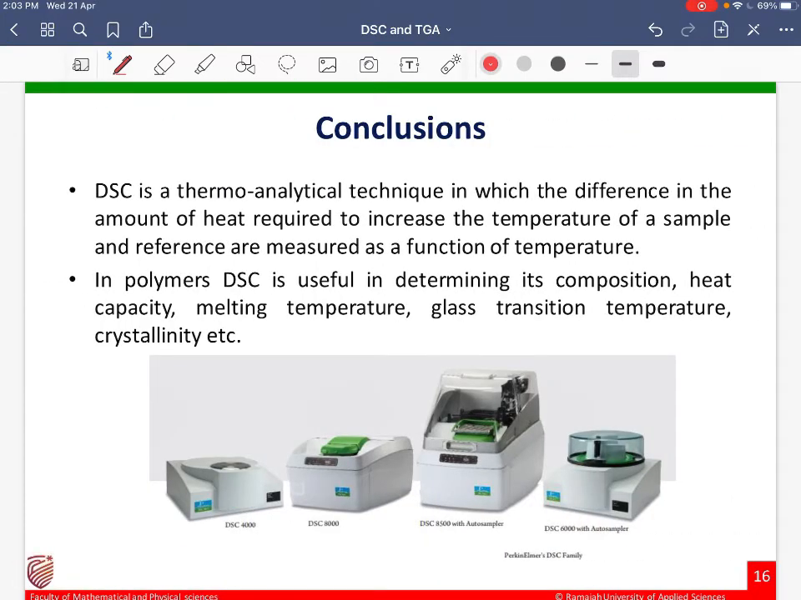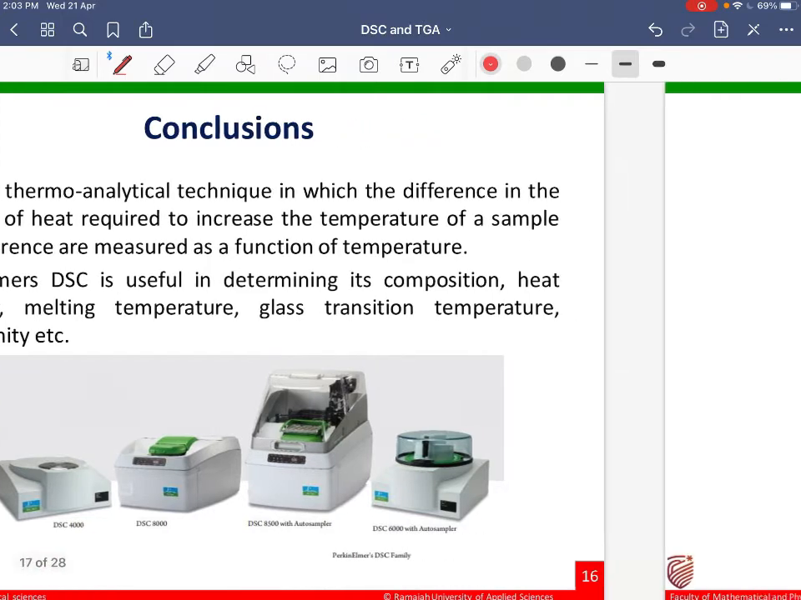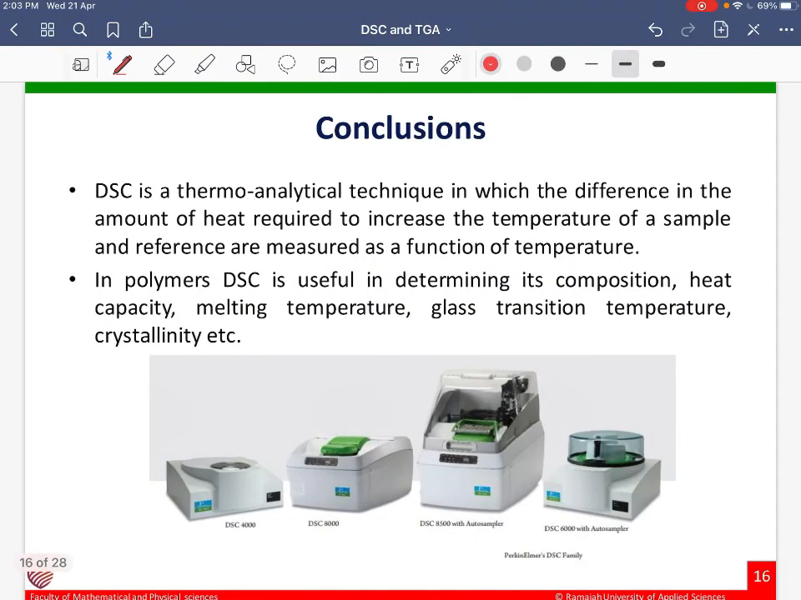So we will conclude the differential scanning calorimetry. DSC is a thermo-analytical technique in which the difference in the amount of heat required to increase the temperature of a sample and reference is measured as a function of temperature. In polymers, DSC is useful in determining the composition, heat capacity, melting temperature, glass transition temperature, crystallinity, etc. So these are some DSC samples and their sampling machine, the DSC instrument.